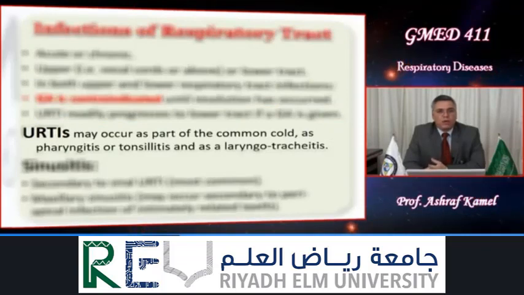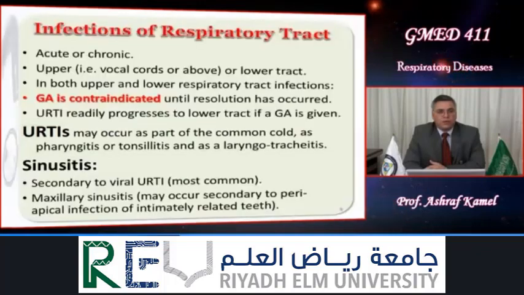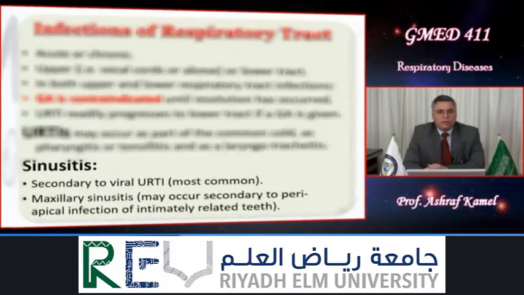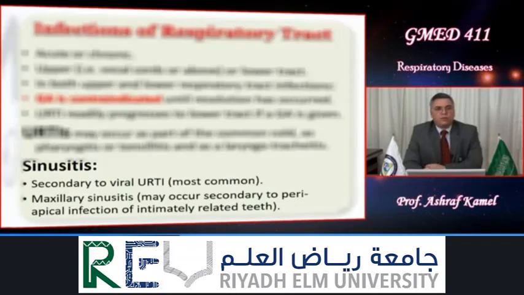Upper respiratory tract infection may occur as part of a common cold, as simple as that, or pharyngitis, or tonsillitis, or laryngotracheitis. The larynx belongs to the upper respiratory tract, while the trachea is a part of the lower respiratory tract. In sinusitis, usually the most common picture we see is secondary to viral upper respiratory tract infection. And maxillary sinusitis may occur secondary to periapical infection of the intimately related teeth, that is, from behind the canine, passing through the premolars and the molar teeth.